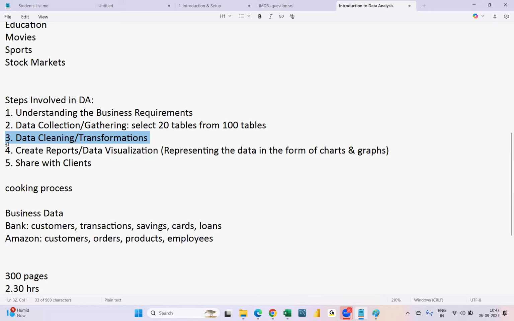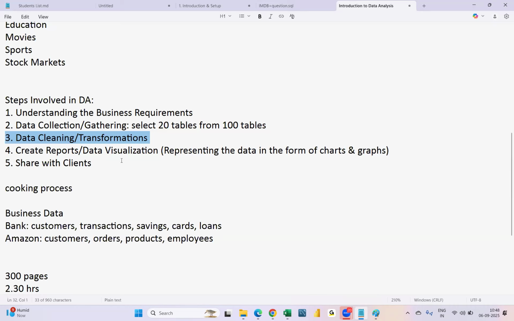So you're going to wash them, and after that you're going to cut them into small pieces, right? Onion, you're going to cut it. Potato, you cut it into small pieces, and only then you'll start the process of cooking. So that is the process I'm calling cleaning and transforming your data. In the same manner, your vegetables also.